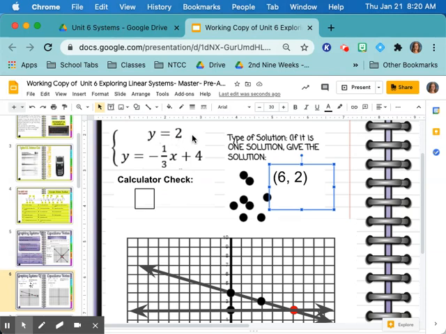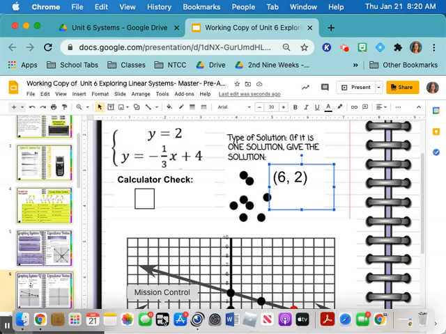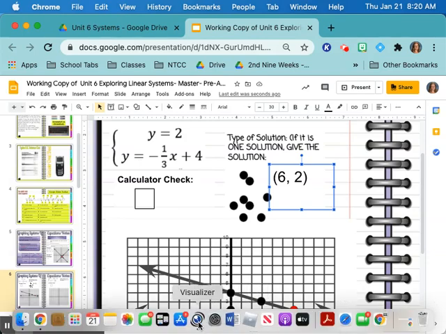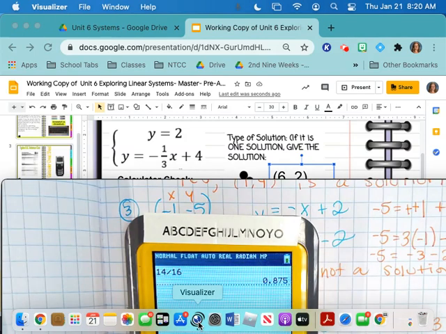So y equals 2. Does the y value equal 2? Yep. And this is saying we can use our calculator to check it. Instead of working it out by hand, we can use our calculator to check it. It might be easy just to check it by plugging it in, or you can use the calculator. So y is 2.